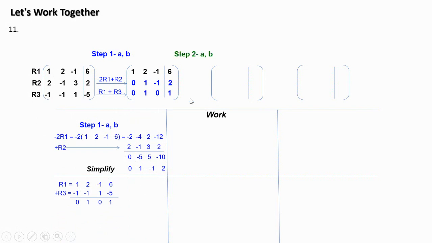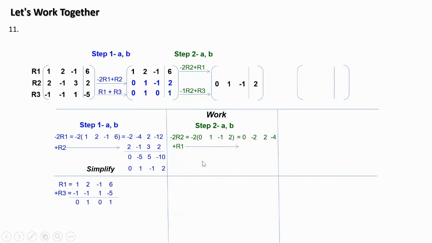Now we're going to do step 2. So step 2, we're going to keep row 2. The 2 on the first row, second column must be a 0, and also the second column on row 3 must be a 0. So we're going to change row 1 and row 3 by using row 2. Here we're going to multiply negative 2 times row 2 and add it to row 1. And here on the bottom, we're going to multiply negative 1 times row 2 and add it to row 3. And here's my work. Okay, so negative 2 times row 2 is going to give us 0, negative 2, 2, and negative 4.